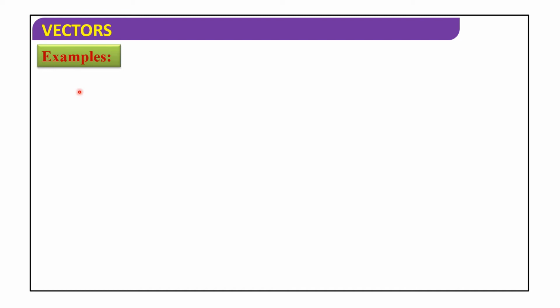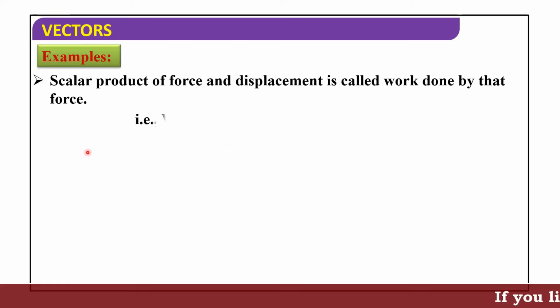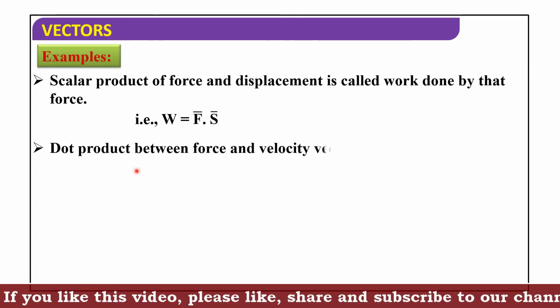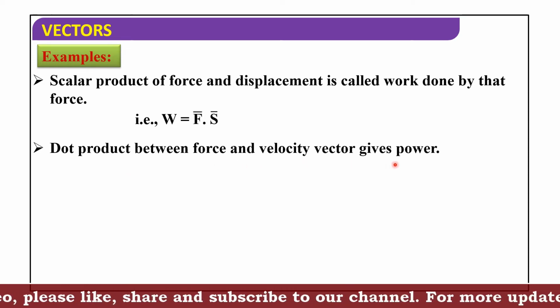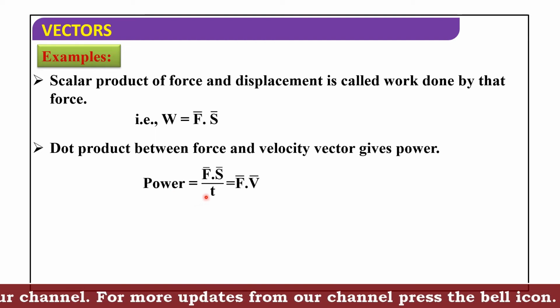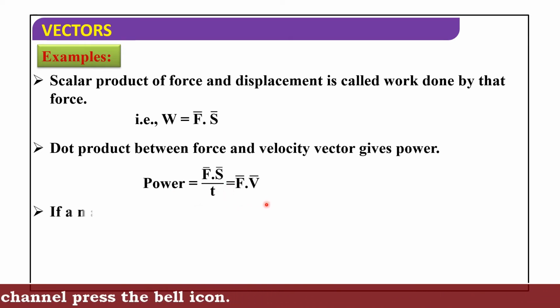Now I'll discuss examples. Scalar product of force and displacement is called work done by that force, so W equals F bar dot S bar. Dot product between force and velocity vector gives power, that is power equals F bar dot S bar by t, that is equals F bar dot V bar.